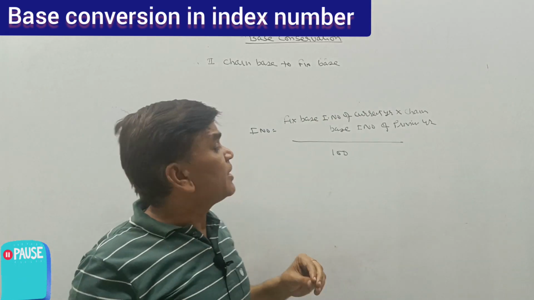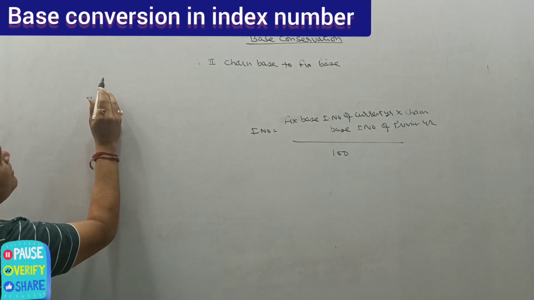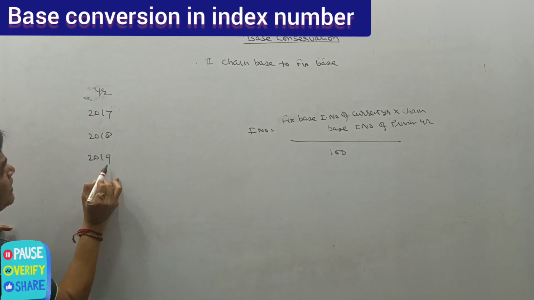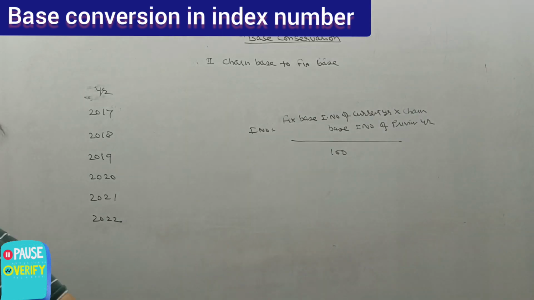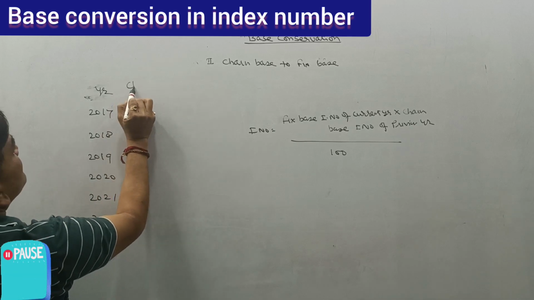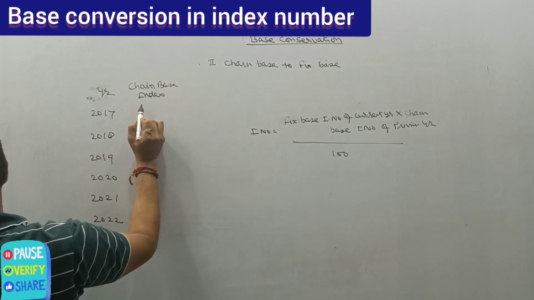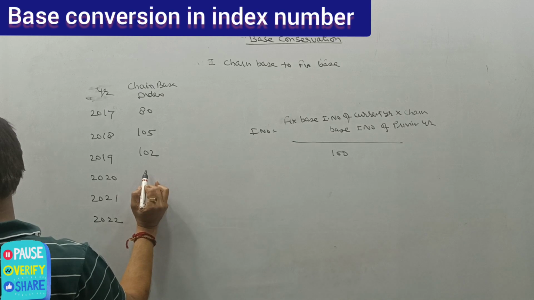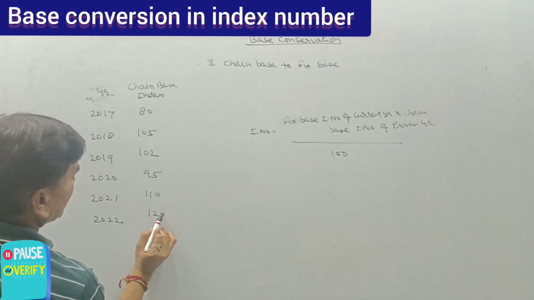It's very easy. Let me tell you how to calculate. Suppose the years given are 2017, 2018, 2019, 2020, 2021, 2022, and the chain base index numbers are given: 80, 105, 102, 95, 110, 120.